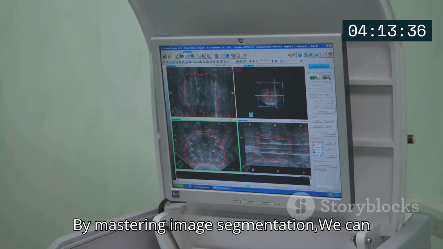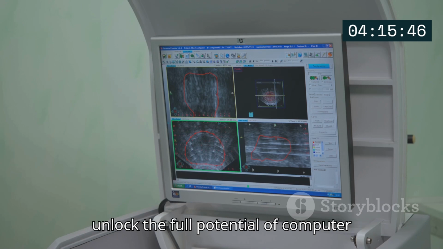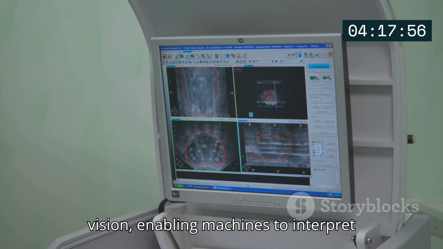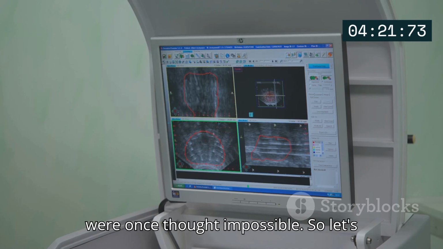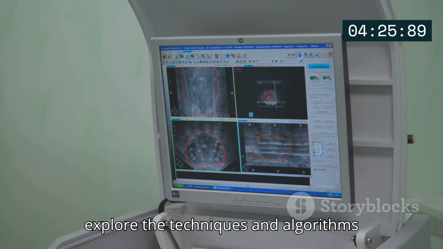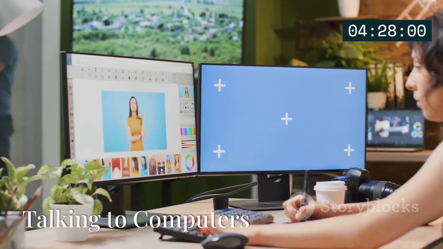By mastering image segmentation, we can unlock the full potential of computer vision, enabling machines to interpret and interact with the world in ways that were once thought impossible. So, let's explore the techniques and algorithms that make this all possible.